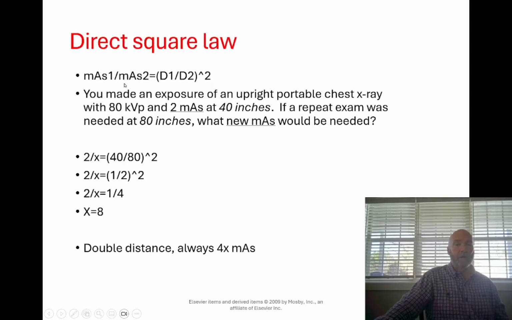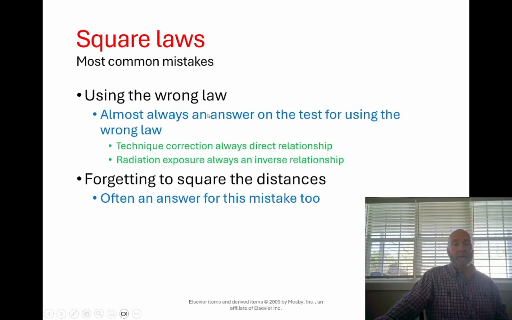So the direct square law is set up much like the inverse square law, but it's going to be mass 1 over mass 2 is equal to D1 over D2 squared. So always double the distance, always 4 times mass. So in both the square laws, the most common mistakes that you're going to make on the test are using the wrong square law. Sometimes you might apply the inverse square law to a direct square law question. So make sure that you pay attention to the question and what it's asking you.